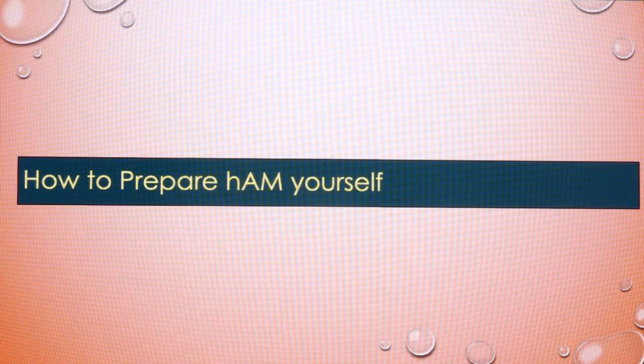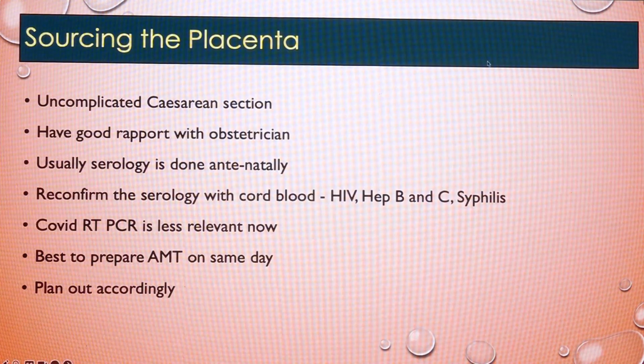So coming to preparation of amniotic membrane: sourcing of the placenta. You want an uncomplicated C-section for your placental source. Talk to your obstetrician friend who will be able to provide you with that. All we need is basically a serological profile. Usually all of these women undergo serology profiling antenatally. In addition, you can always reconfirm it with the cord blood.